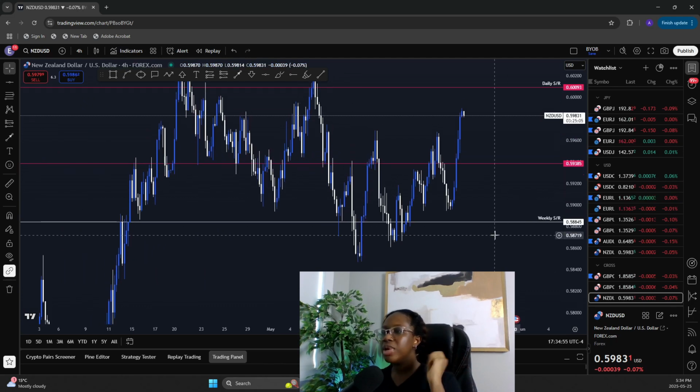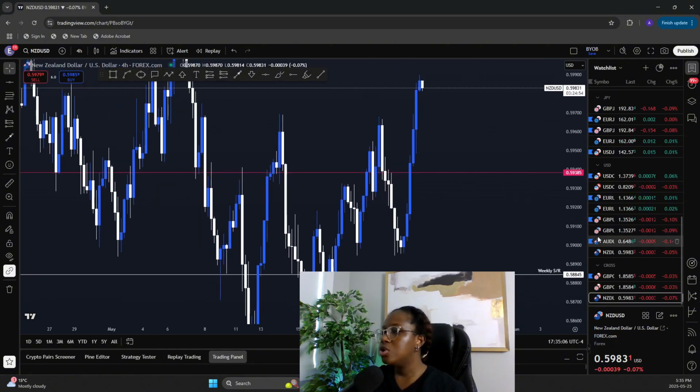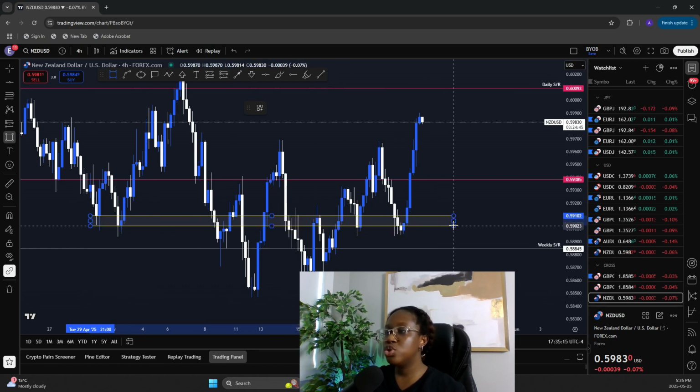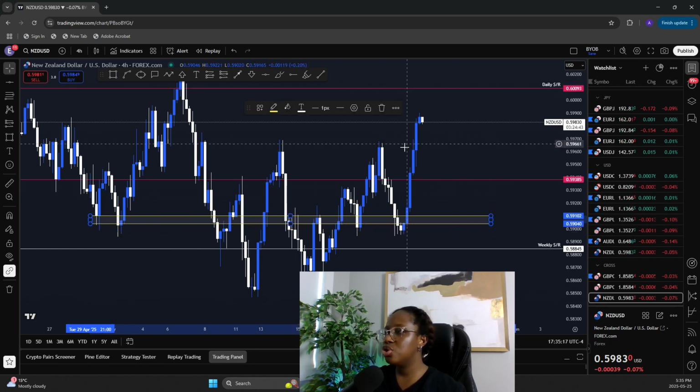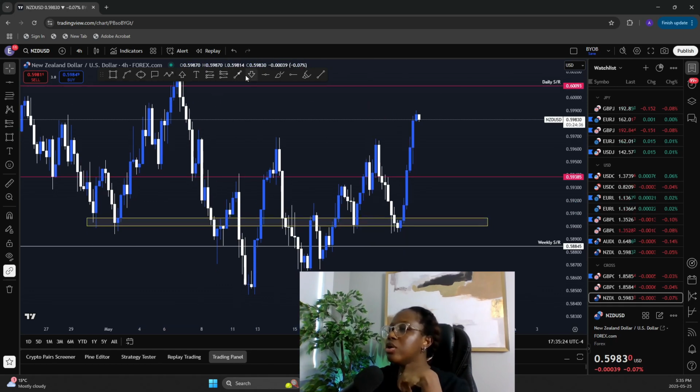So on the 4-hour time frame, I like to do more of adjusting and pinpointing my zones. That's what I like to do on the 4-hour time frame. I like to use my rectangle tool just to make my zones more of a zone than a line, right? Because we just drew a couple of lines, but I like to turn my lines into zones on the 4-hour time frame. So here, I can see multiple touches.